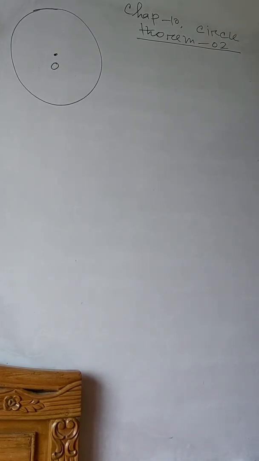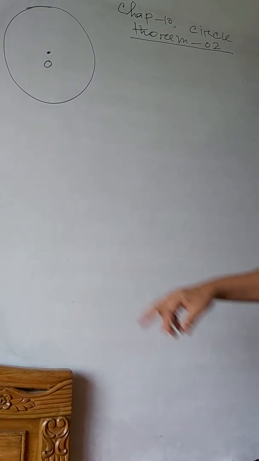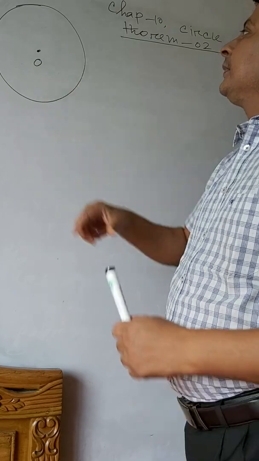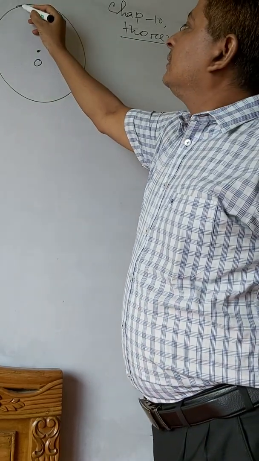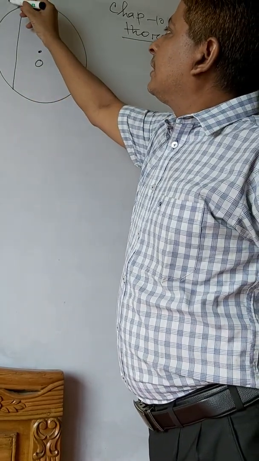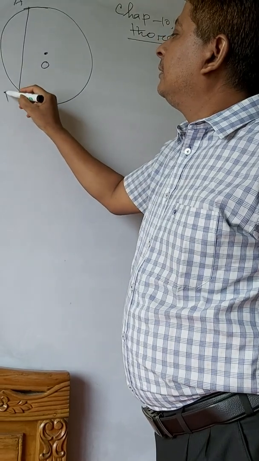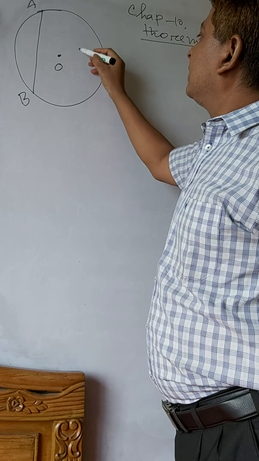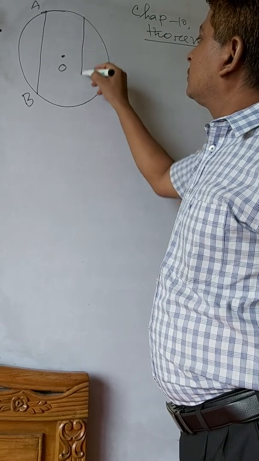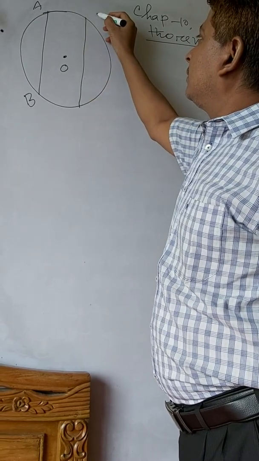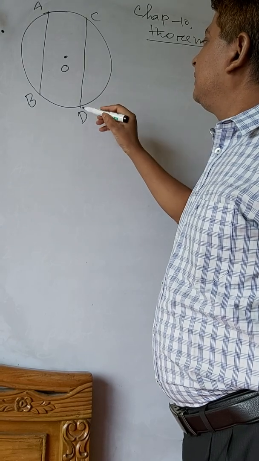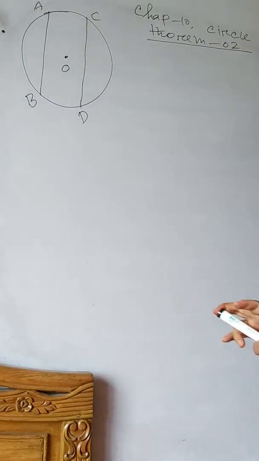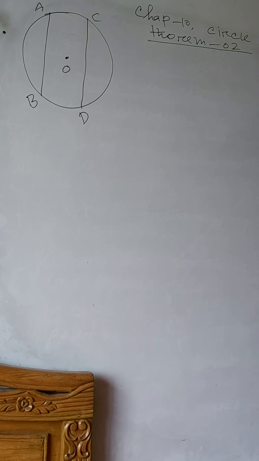At first, we have to draw the circle. This is the center of the circle, O. This is the chord AB. Given condition: two chords are equal. This is another chord, CD. AB and CD are two equal chords.